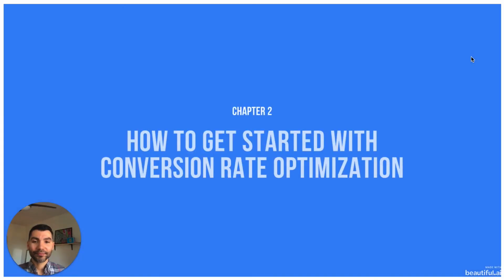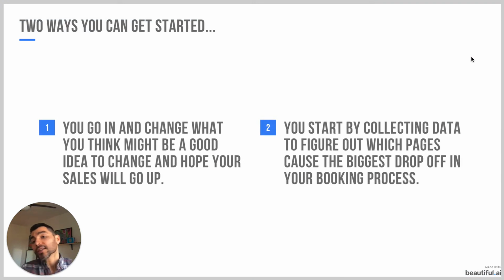All right. So chapter 2, how to get started. There's really 2 ways that you can go ahead and get started. One, you can go in and change what you think might be a good idea to change and hope that your sales go up. And option 2, you start by collecting data to figure out which pages cause the biggest drop off in your booking process.